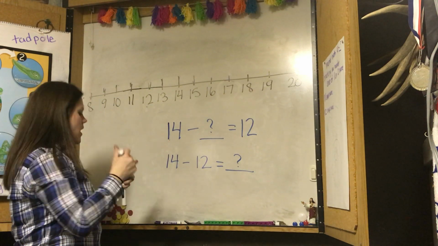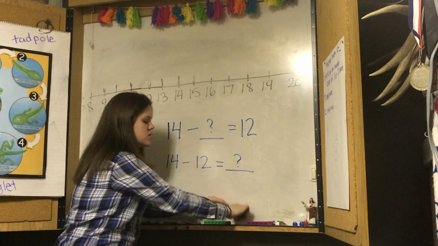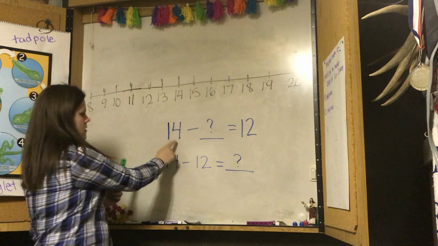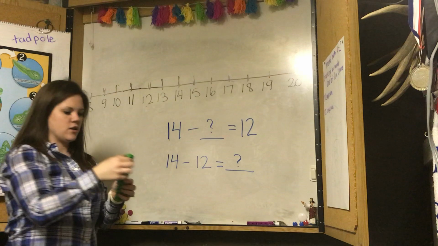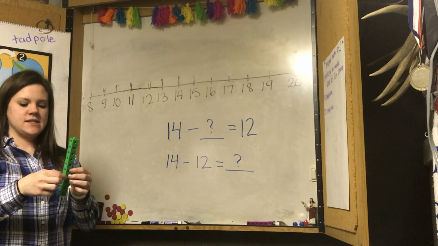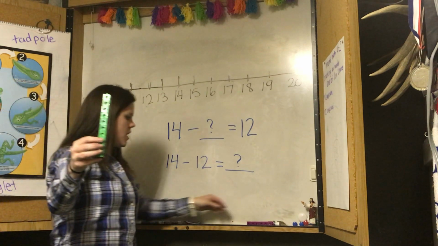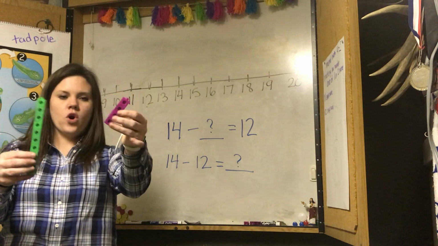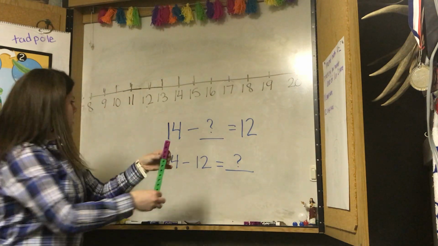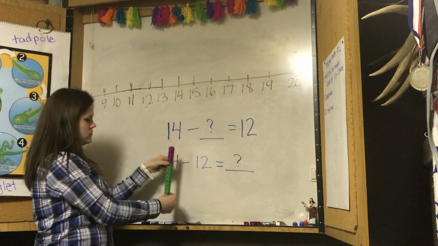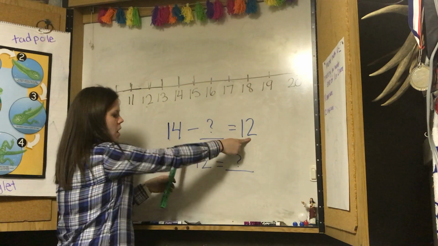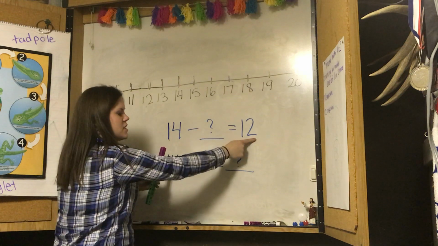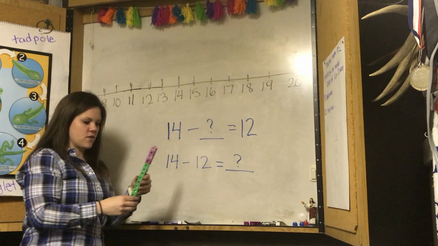So let's find out. If you're using 10 frames, fill up a 10 and then 4 more, right? Here's 1, 2, 3, 4, 5, 6, 7, 8, 9, 10. I have 10 of my greens and I have 4 purples. So I have 14. That's my whole. I'm going to take away the known part, or follow this subtraction sentence, right? 14, if I take away this part, it will leave me with this part, right?